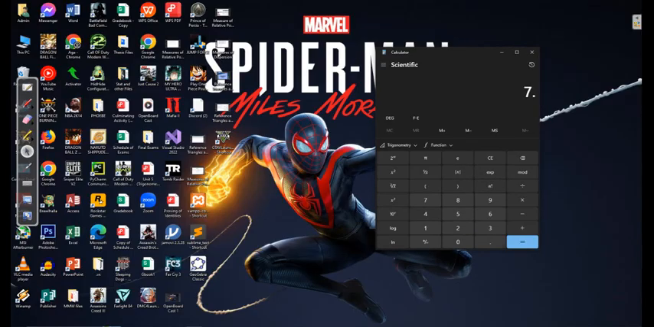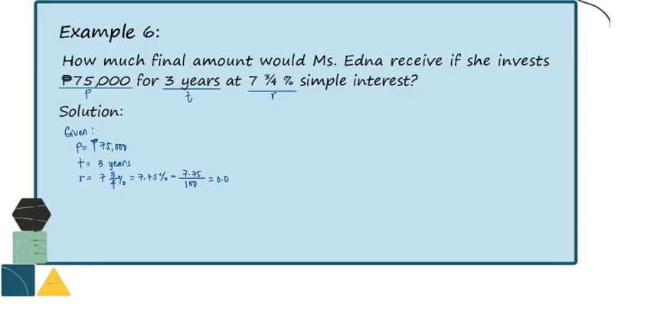7.75 divided by 100 is 0.0775. So 0.0775 is our value for R. And again, we could make use of the technique on how many zeros there are. So the two zeros, so we move to the left two times. So as you can see, we have 0.0775 to get the rate in decimal form.